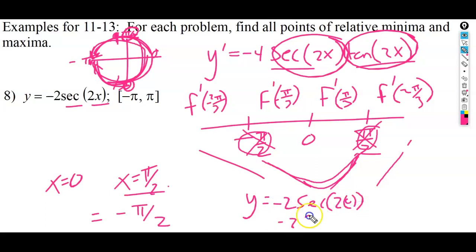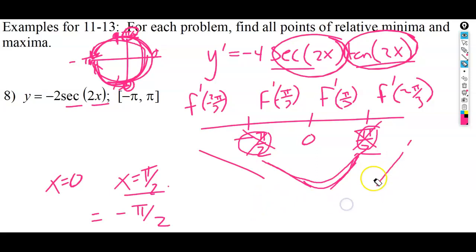So what is secant of 0? Well, to answer that, I would first of all ask myself, what's cosine of 0? Cosine of 0 is 1, and then I take the reciprocal of that. So the reciprocal of 1 is 1, and 1 times negative 2 is negative 2. So it does exist. The answer is negative 2.